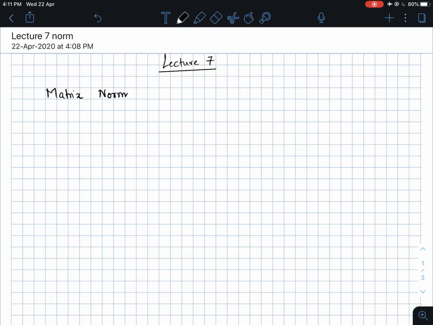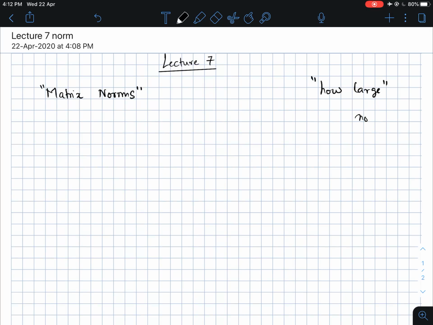Okay, students, the topic for this lecture is going to be matrix norms. So you remember in the very first segment, the initial lectures, we discussed the notion of norms for vectors, right? The main idea of a norm is to quantify how large something is. For example, when you're dealing with vectors and you want to indicate how large the vector is, that's when we use norms.